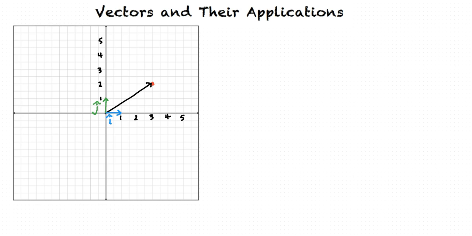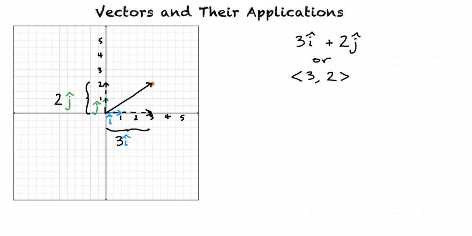What I mean is that the x value 3 multiplied by that unit vector i hat creates a vector with magnitude 3 on the x-axis. And the y value 2 multiplied by the unit vector j hat creates a vector with magnitude 2 on the y-axis. These are the x and y components of this vector, 3i hat and 2j hat. We write it like this: 3i hat plus 2j hat, or <3, 2> written in triangle brackets.